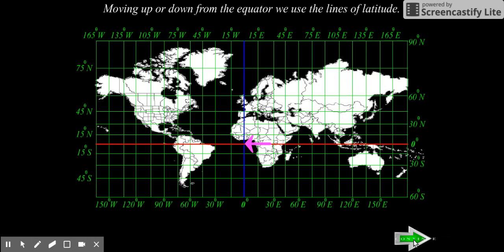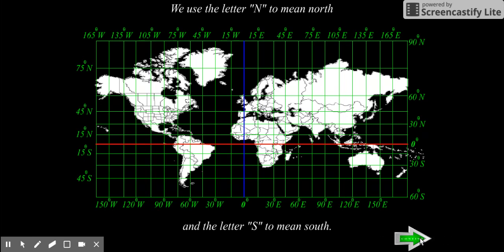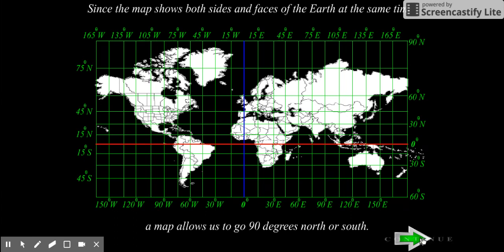Moving up or down from the equator, we use lines of latitude. We might move 15 degrees south. The number for that line of latitude is on the side. That's 15 degrees south, or 30 degrees north. We use the letter N to mean north and the letter S to mean south. Since the map shows both sides and faces of the Earth at the same time, a map allows us to go 90 degrees north or south.